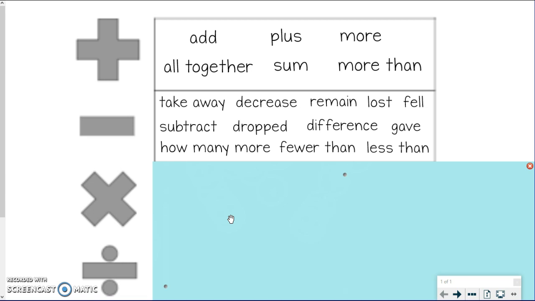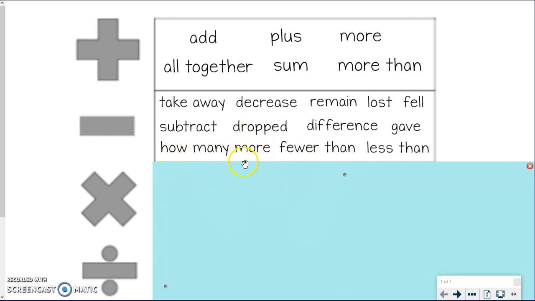Same with fell and gave. And gave, some people are like, oh, I gave, so I got something. Well, but you have to think of the person giving it away is not having it anymore, so that would be subtraction. Difference is kind of like what we use with sum here. So sum is the answer to an addition problem. Difference is the answer to a subtraction problem, which actually ties into this whole idea of how many more.